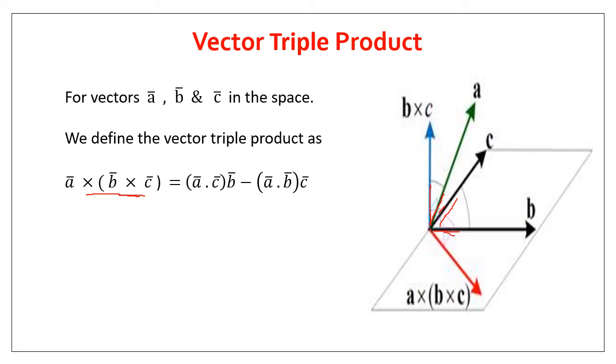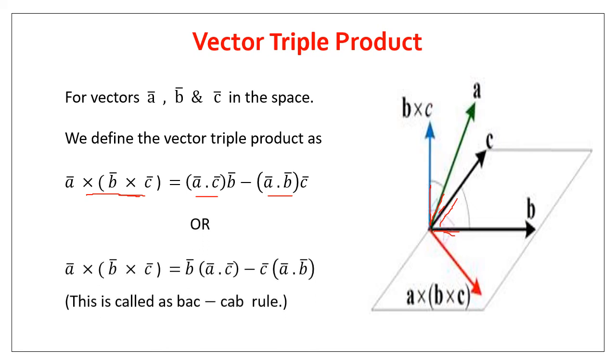And the vector triple product gives us a vector quantity, which equals (A bar dot C bar) into B bar minus (A bar dot B bar) into C bar. Or we can write A bar cross (B bar cross C bar) equals B bar into (A bar dot C bar) minus C bar into (A bar dot B bar). This is also called the back minus cab rule.